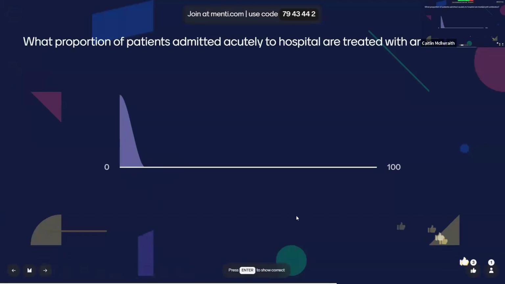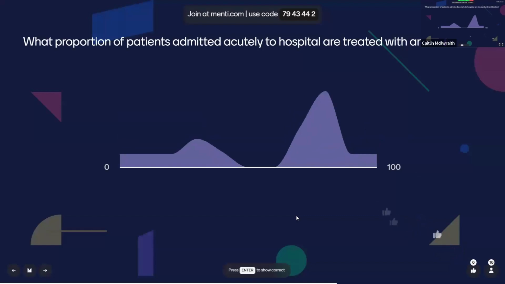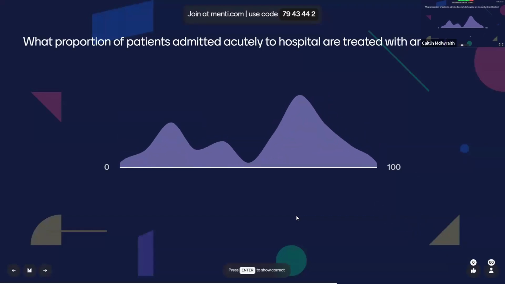So just a quick one. What proportion of patients admitted acutely to hospital in England do you think are treated with antibiotics? So this is all patients in England. What proportion do you think get antibiotics? You're all pessimists.